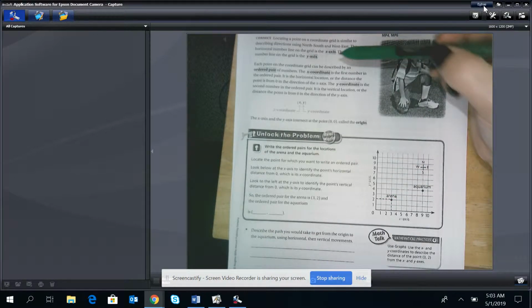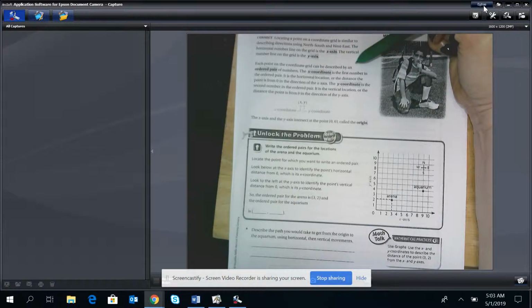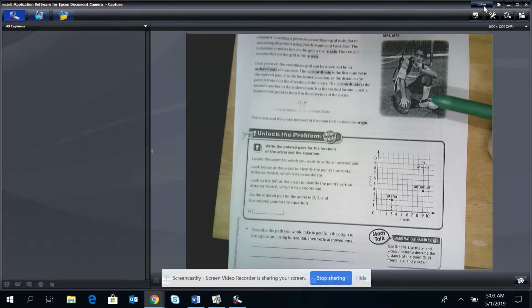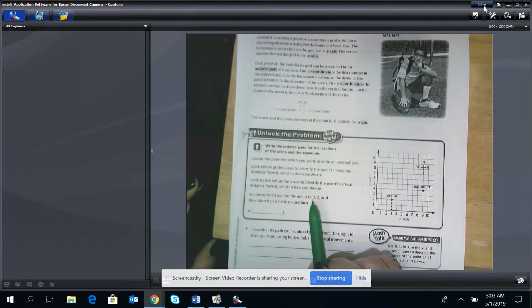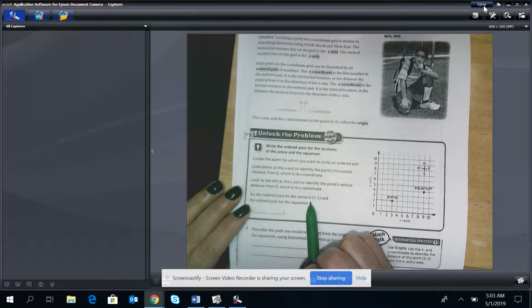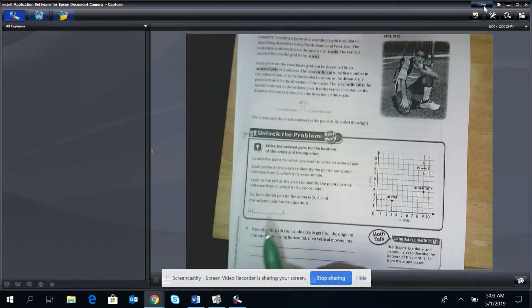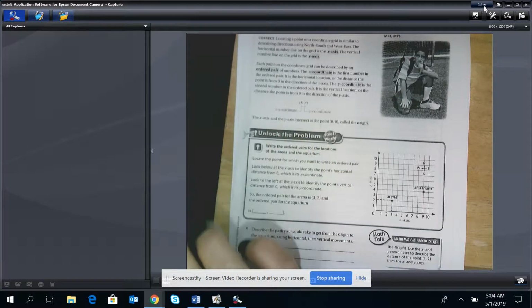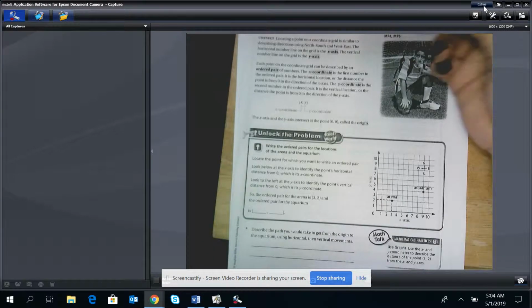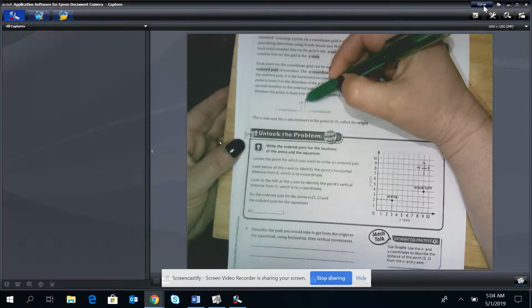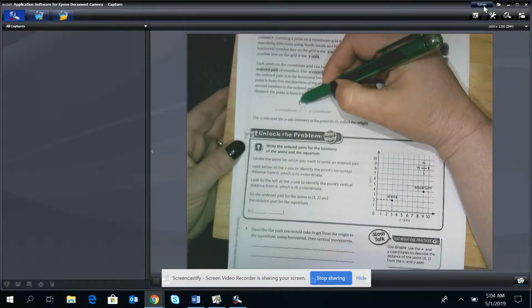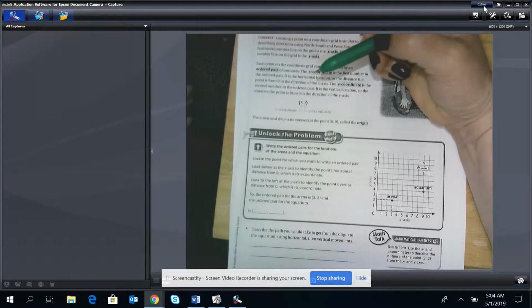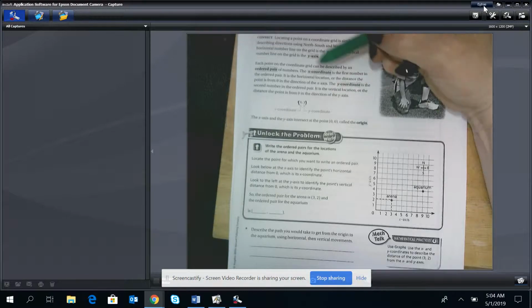Each point on the coordinate grid can be described by an ordered pair. So an ordered pair is like where you're going with it. When you play Battleship, it's the two numbers that you say that should sink a battleship, if any of you play Battleship. Something they don't tell you and you need to know: all ordered pairs have to be in parentheses. That's just how they do ordered pairs. They're not ordered pairs if they're not in parentheses.